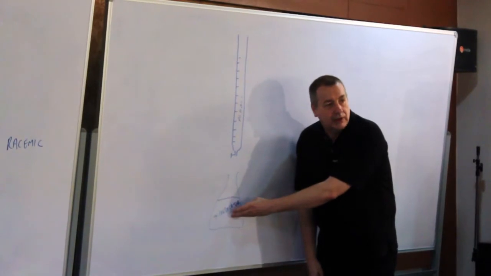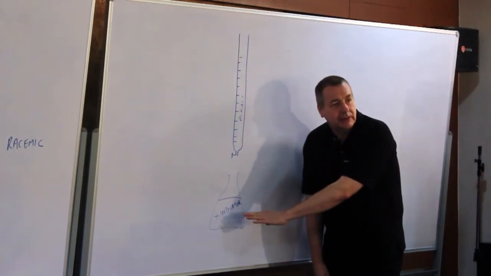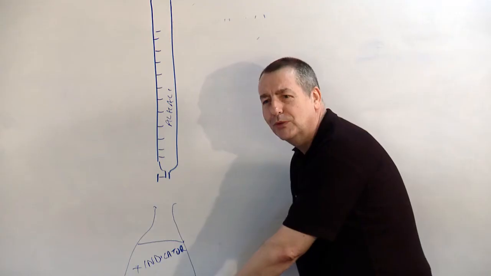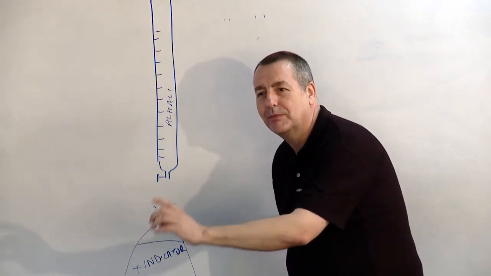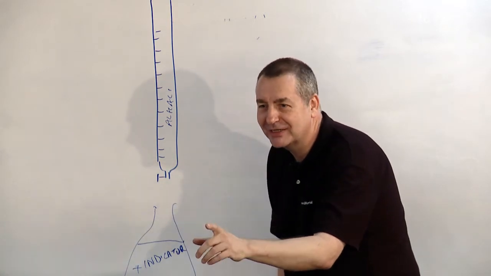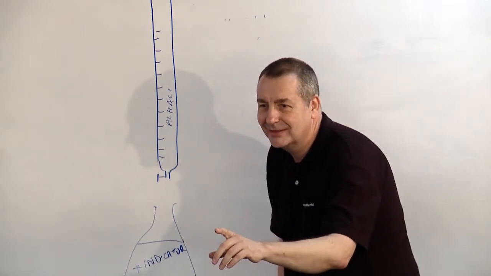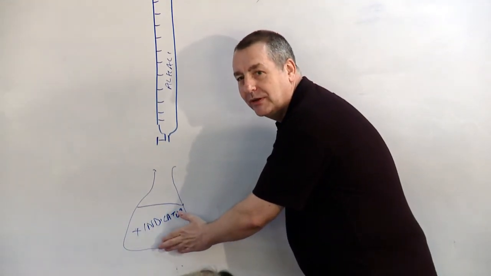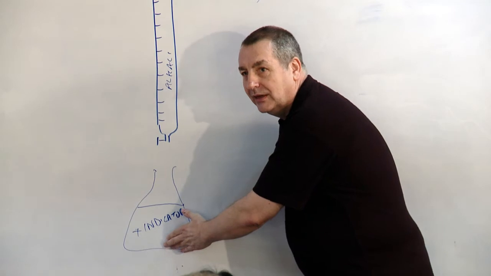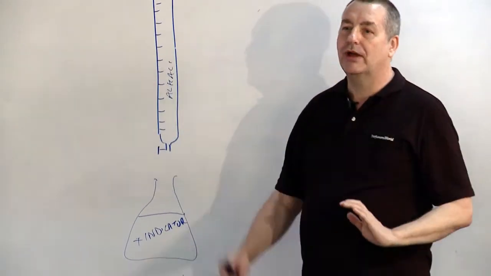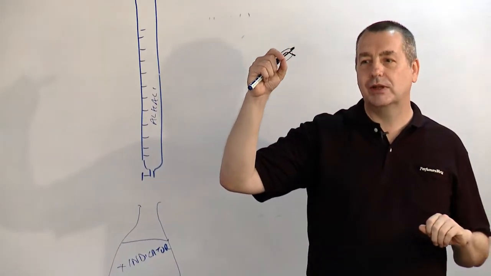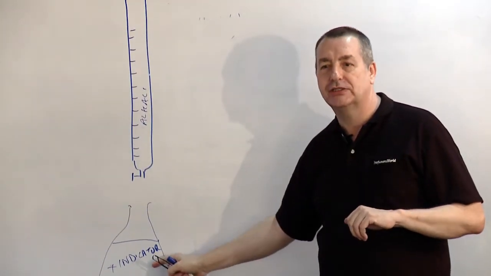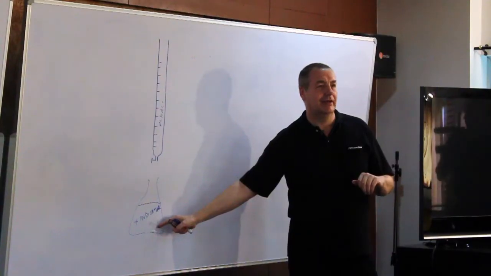So, like litmus, you know litmus? I forget which color it is, is it blue normally? Which is red? Red is acid. So in your liquid the indicator will be red, and you have an alkali in a burette and you let it drop in slowly and you measure how much of the alkali you need to change it to blue.